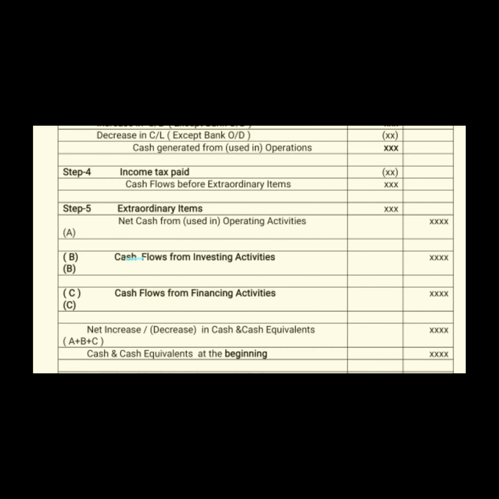And B, cash flow from investing activity, and C, cash flow from financing activity, are similar to the direct method. They remain the same as I told you earlier in the direct method. I will upload the video of that also, you can watch it. These two things will not change whether it is the direct method or the indirect method.